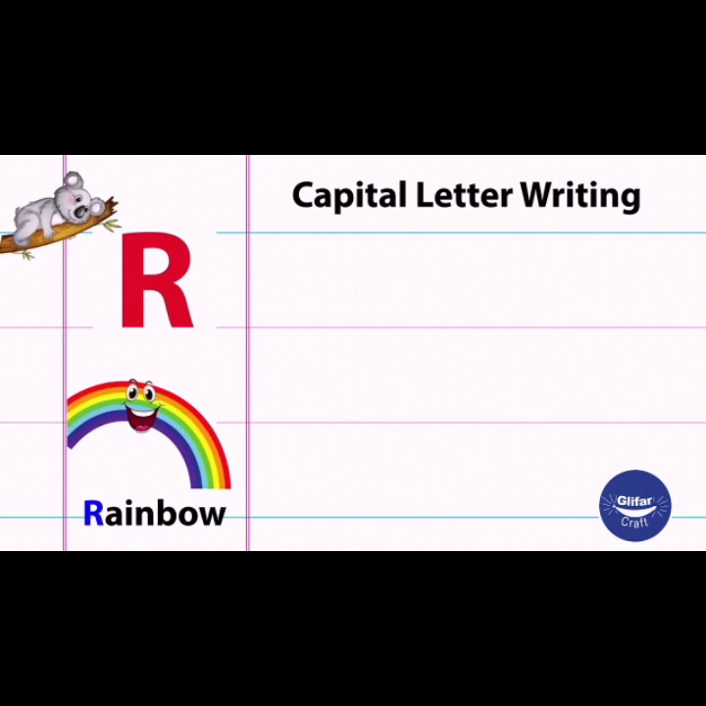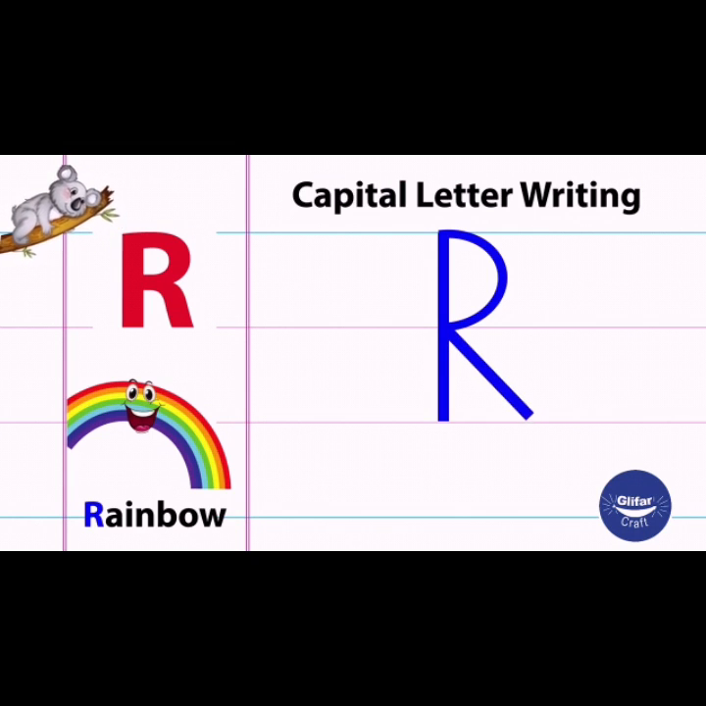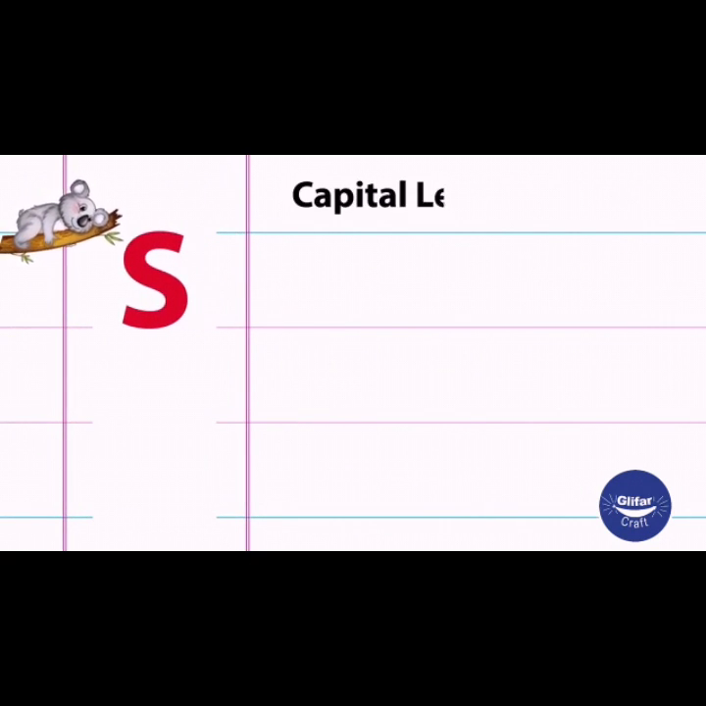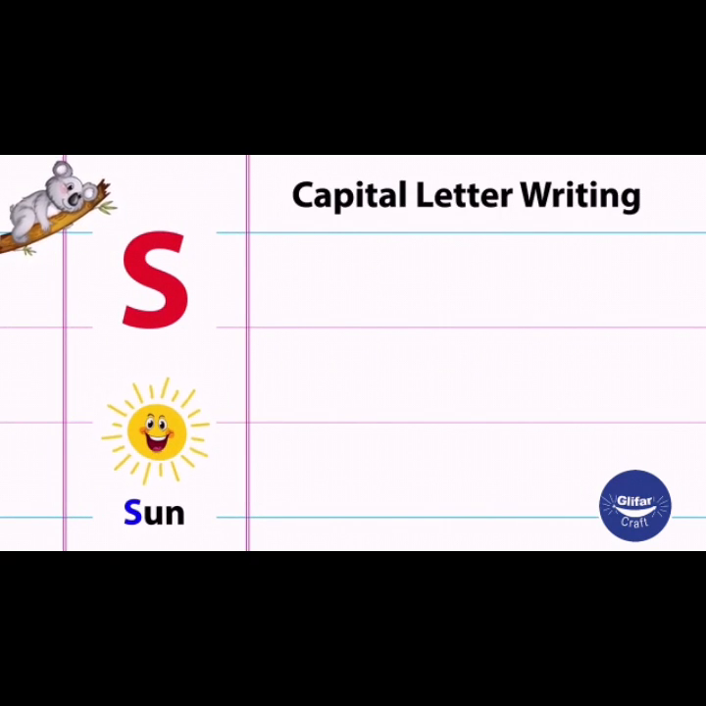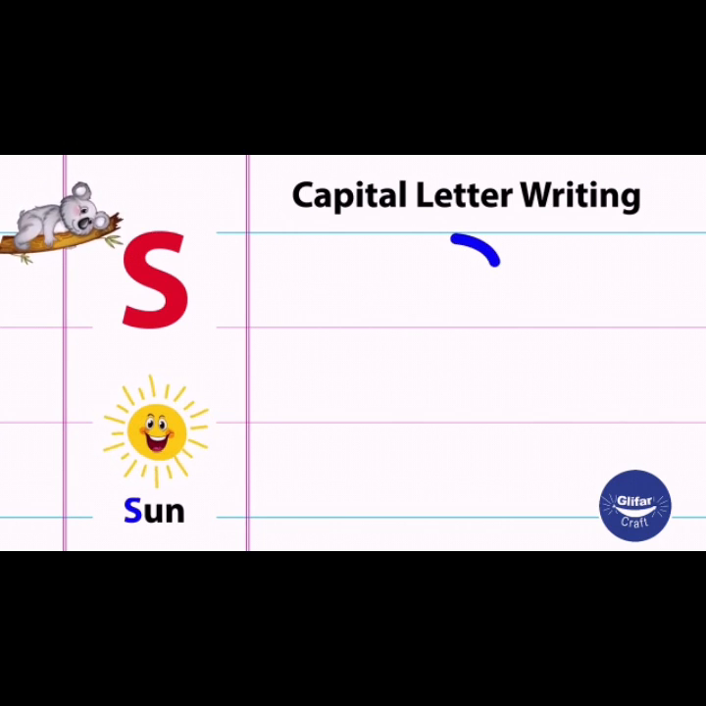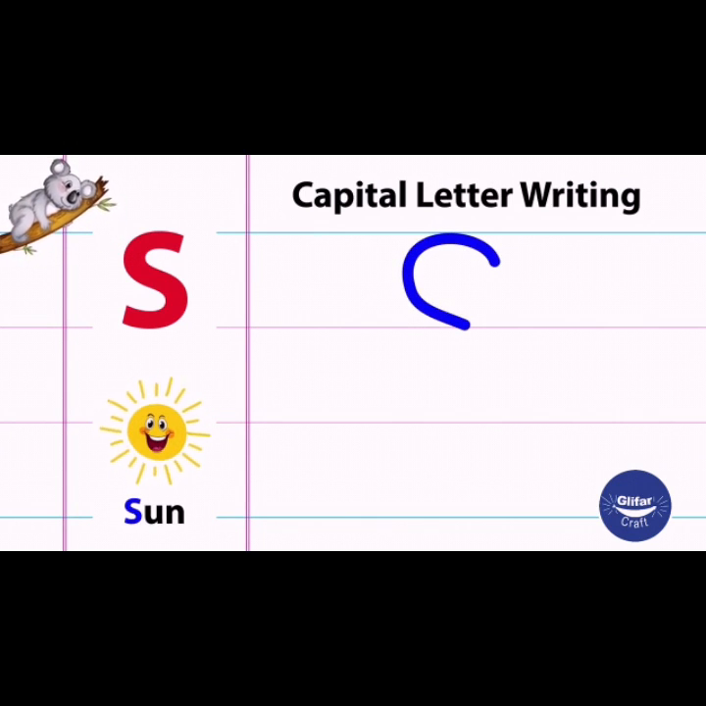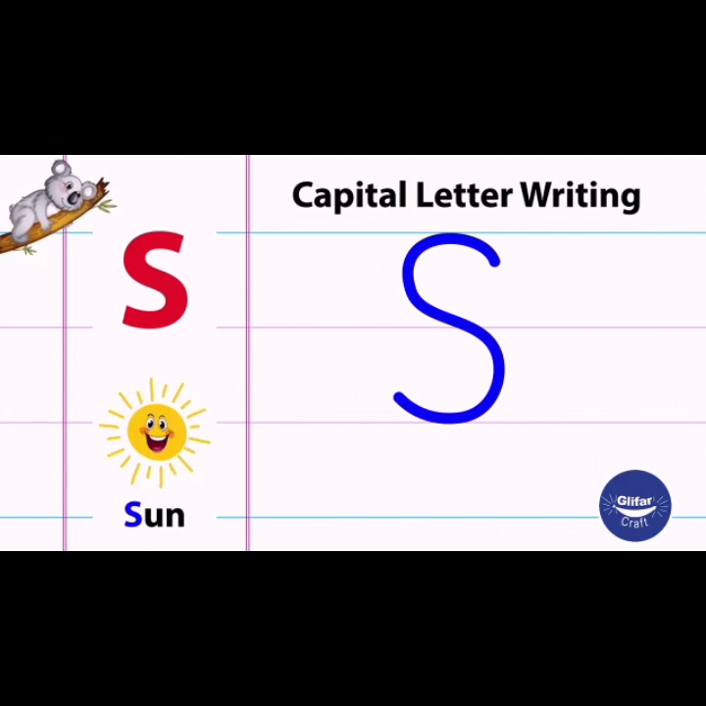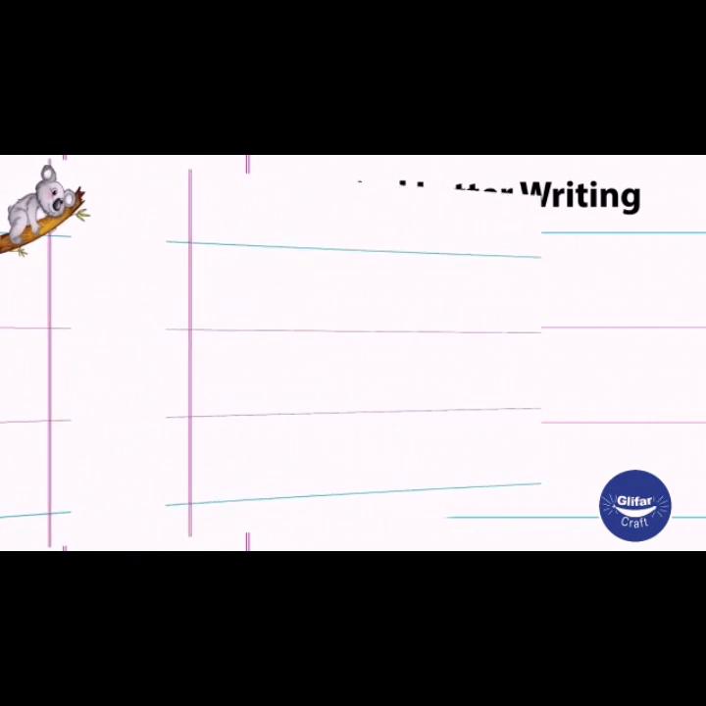Letter R. R. Rainbow. Standing line. Then a little curve like this. Then a slanting line. Yes. R. For letter S, sound, sun. We will use a curve, one more curve to draw letter S like this.